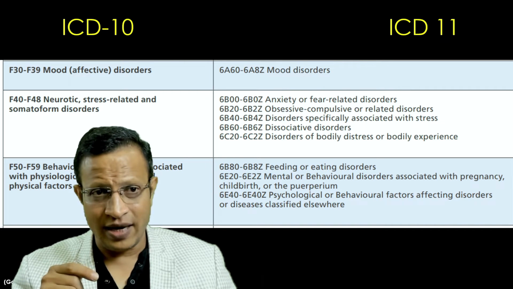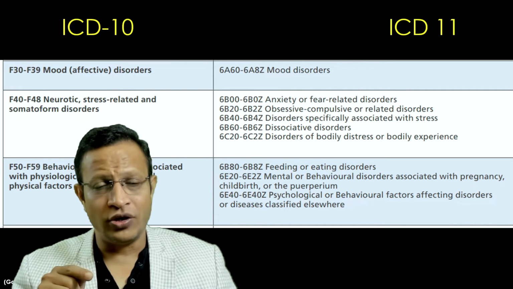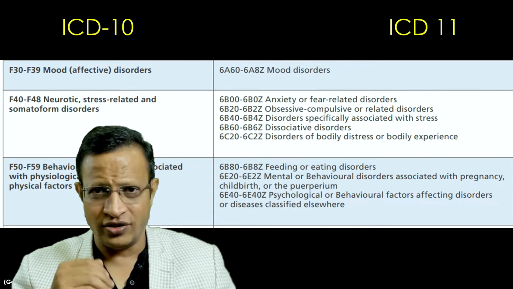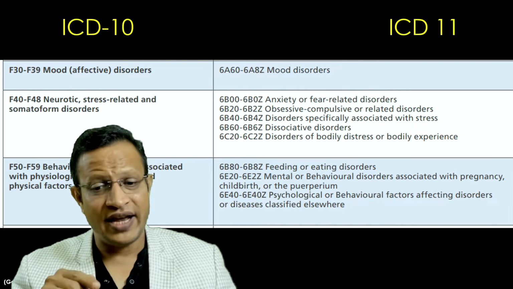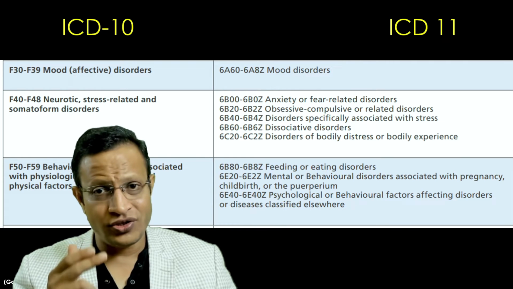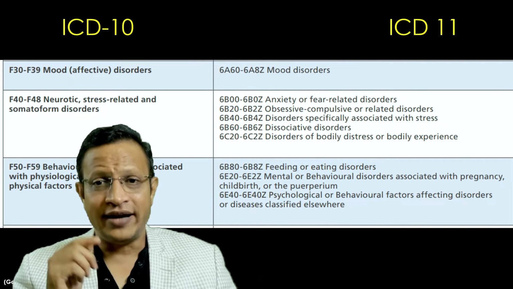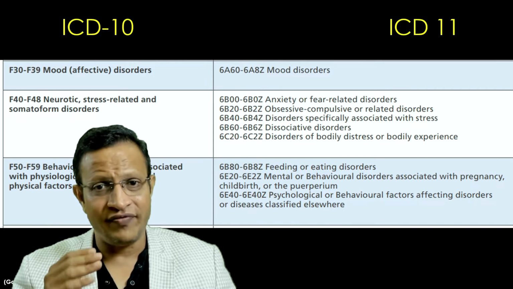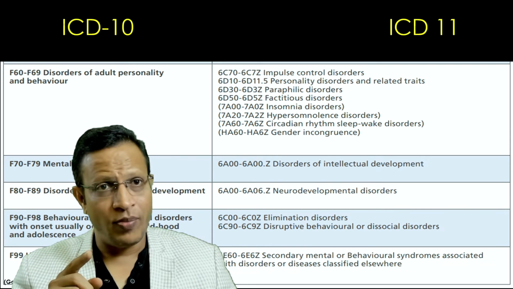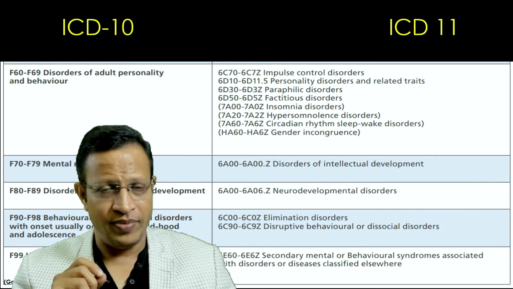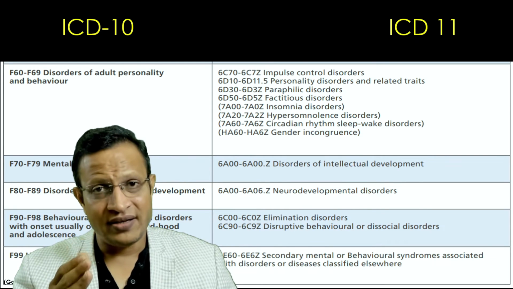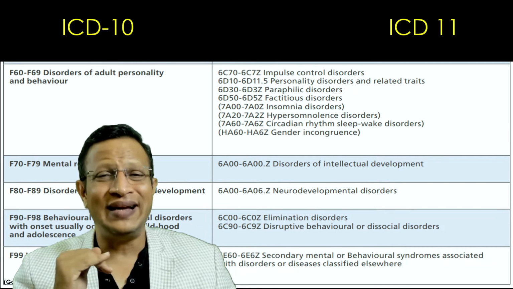Moving to the next chapter, the fifth chapter under ICD-10 is behavioral syndromes associated with physiological disturbance and physical factors. It is talking about eating disorders and elimination disorder. Whereas in ICD-11, they have been called feeding and eating disorders separately, mental or behavioral disorders associated with pregnancy, childbirth and puerperium, and then finally psychological or behavioral factors affecting disorders classified elsewhere has been given. Moving to ICD-10, they have talked about disorders of adult personality and behavior, and they have classified personality disorders into various categories, whereas in ICD-11, those categories have been completely removed.